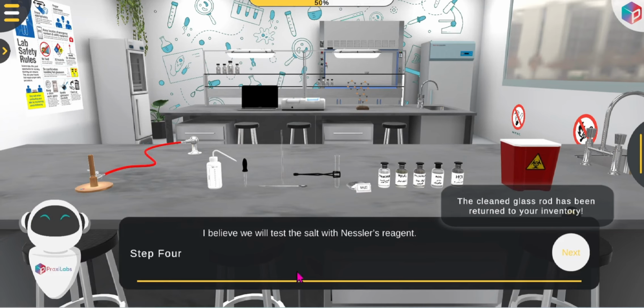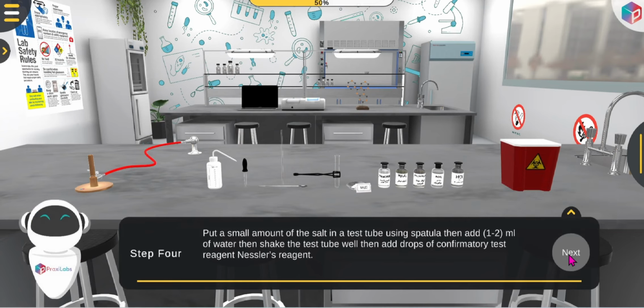Step 4. Put a small amount of salt in a test tube using spatula. Then add from 1 to 2 milliliters of water. Then shake the test tube well. Then add drops of confirmatory test reagent, Nessler's reagent.